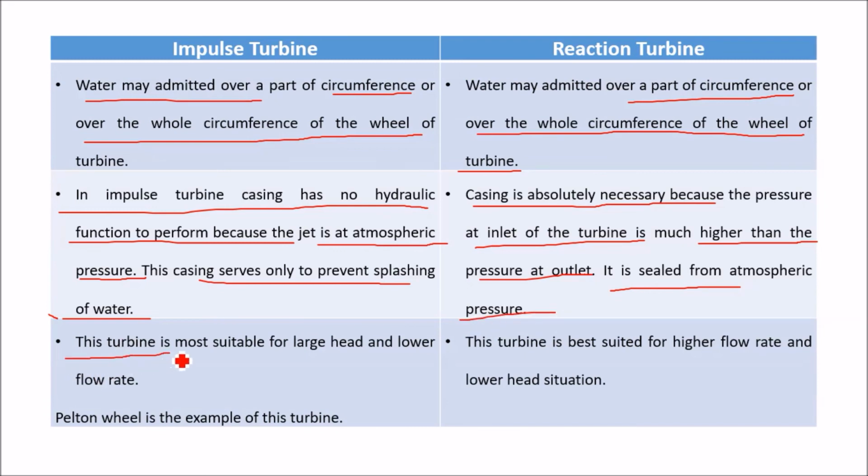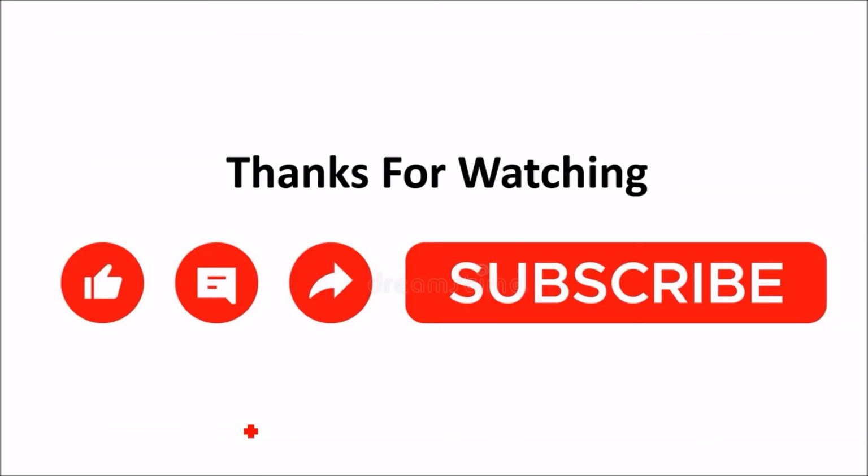Next, the impulse turbine is more suitable for large head and lower flow rate, but the reaction turbine is best suited for high flow rate and lower head situations. The Pelton wheel is an example of the impulse turbine.